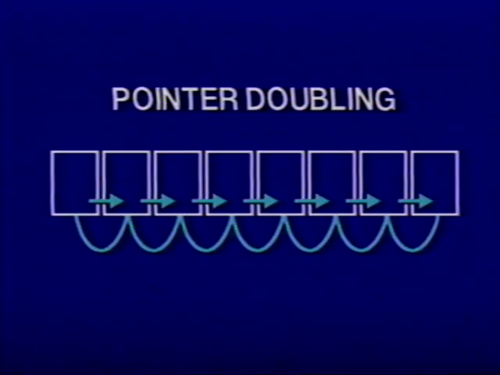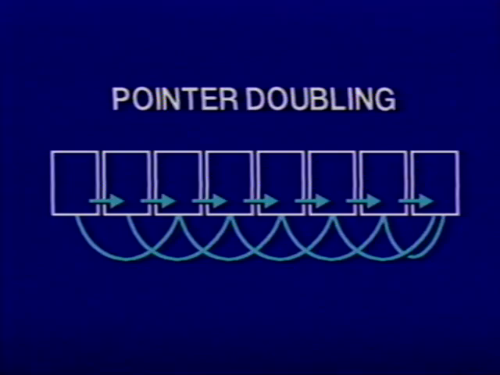So at the first step, each processor has a pointer to its neighbor one away in the linked chain. But as the first processor looks into the second processor and gets the pointer to the third processor, and as each of the other processors do the same thing, we see that the next step, each processor will have a pointer to a processor two steps away in the linked chain.